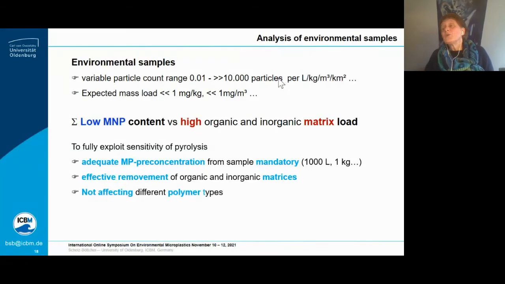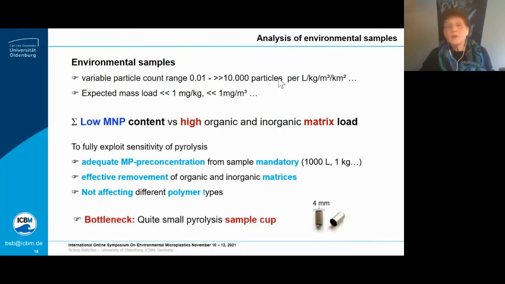So this matrix should be effectively removed on one hand, but should on the other hand not affect polymer types. And for pyrolysis GCMS, the very small sample cup we are using is quite the biggest bottleneck. So if you think about a kilogram of sediment to go in this little cup, and usually we prepare a whole kilogram and really put everything back into this cup, it is quite a challenge.